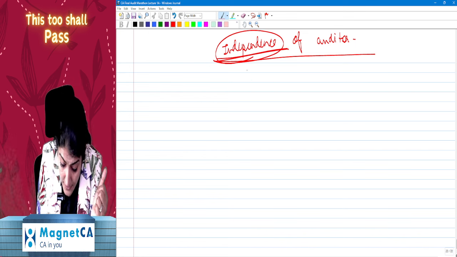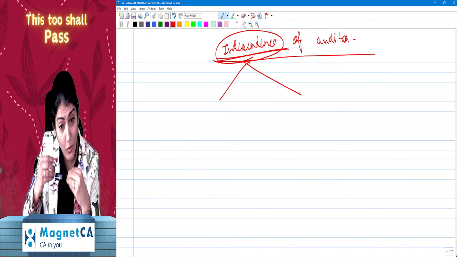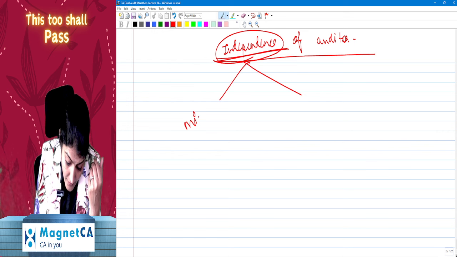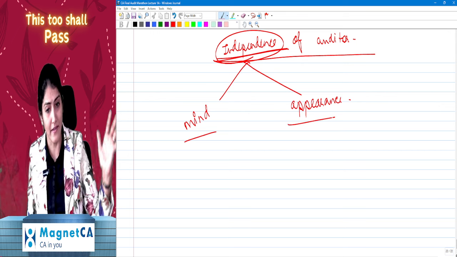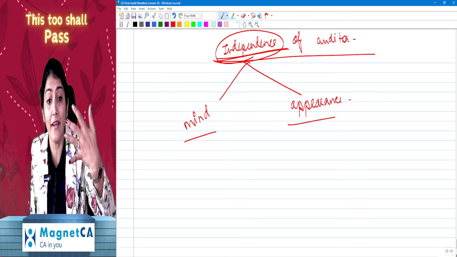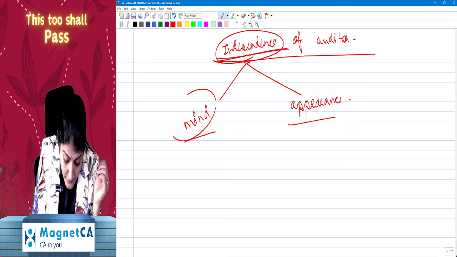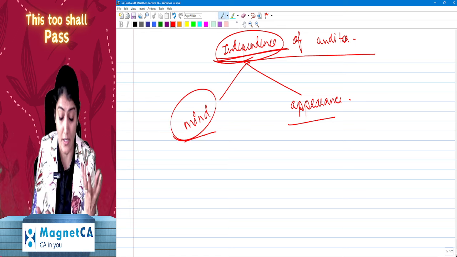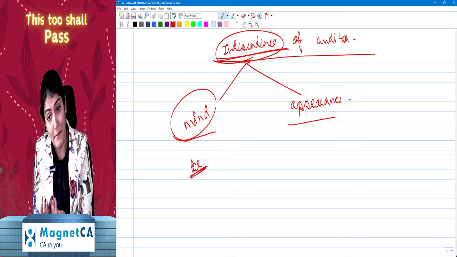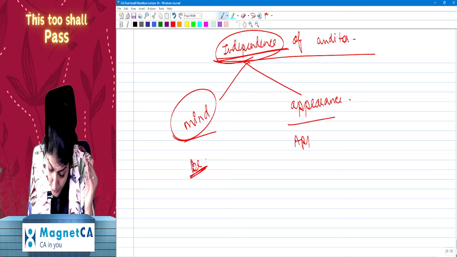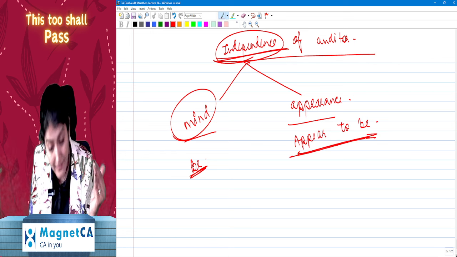Right, so this independence of the auditor should be not only in the mind, but also in the appearance. You say, no, I am independent. So as per your mind, you are independent. You think that you are independent. But what does it say? You should not only be, but you should also appear to be independent.